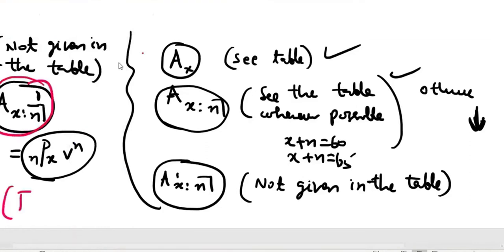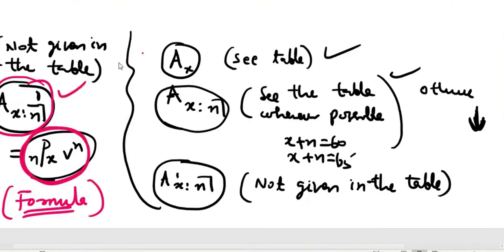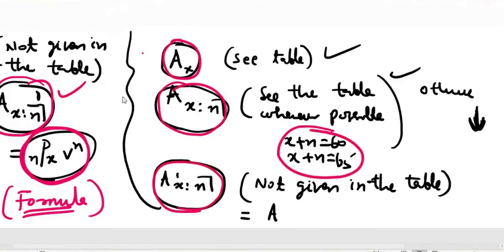Let me write this. This is the formula. Remember, we'll discuss logically now, and we'll discuss the mathematics later. This formula is only for this one, pure endowment. This one you have to see the table. This one you need to see the table. This one you need to find out. Not given in the table. The formula is like this.